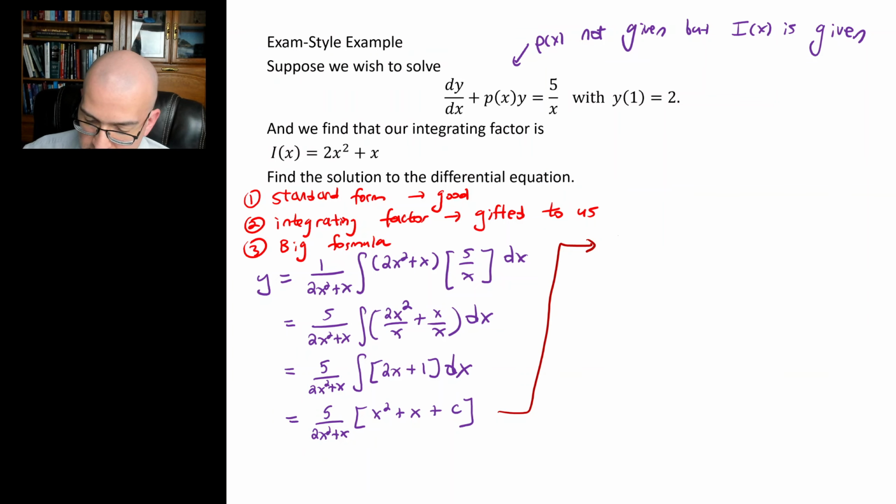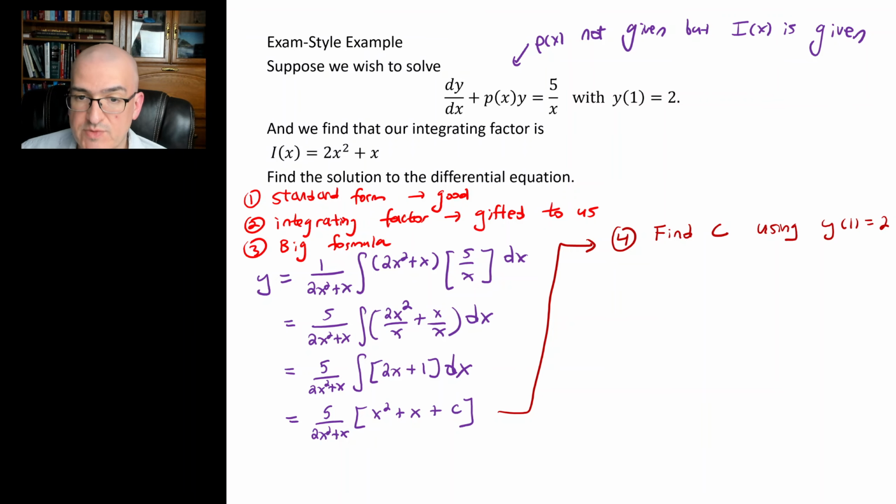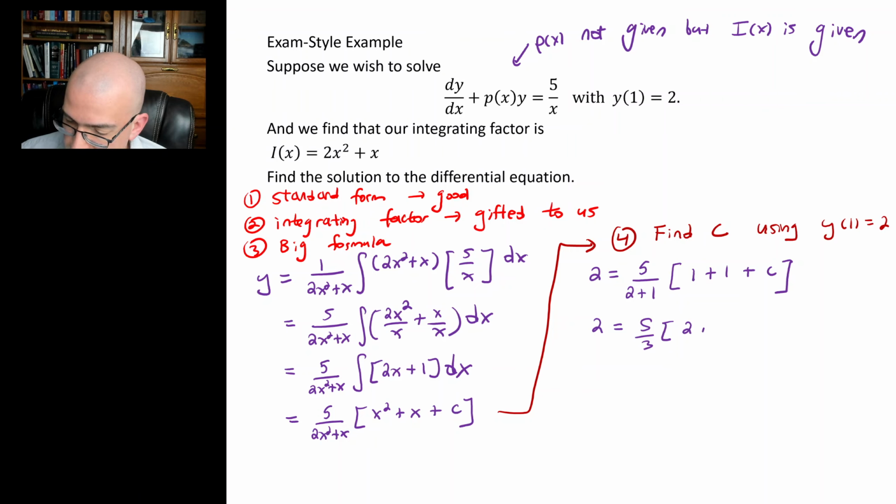And we're going to go to step 4. We're going to find c using y of 1 is equal to 2. That means we'll replace y with 2, and replace x with 1. So 2 is equal to 5 over 2 plus 1 times 1 plus 1 plus c, since 1 squared is 1. So 2 is equal to 5 over 3 times 2 plus c.